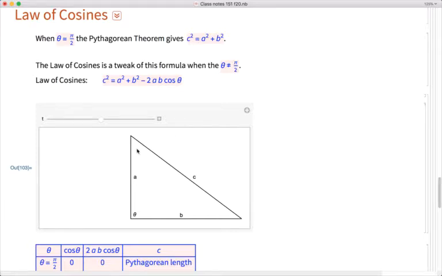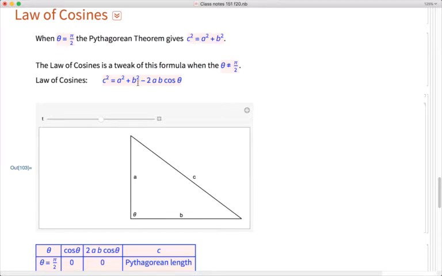So this is the picture that we get. We use this when we have a right triangle. When this angle theta is 90 degrees, the hypotenuse, the side opposite the angle, is C, and the legs of the triangle are A and B. And the Pythagorean theorem says C squared equals A squared plus B squared.